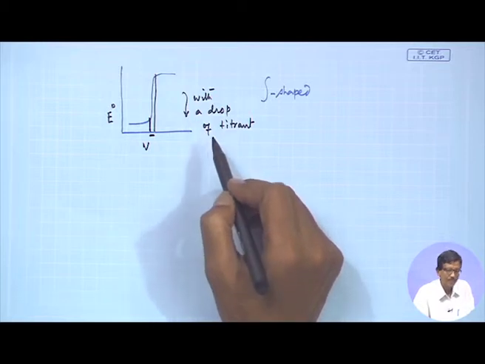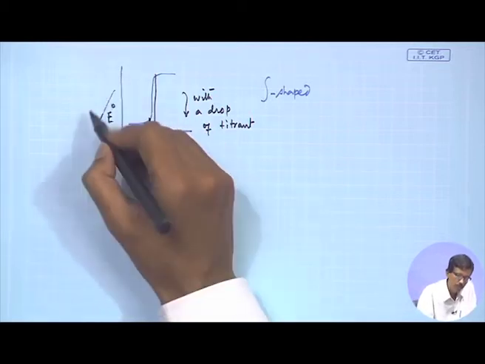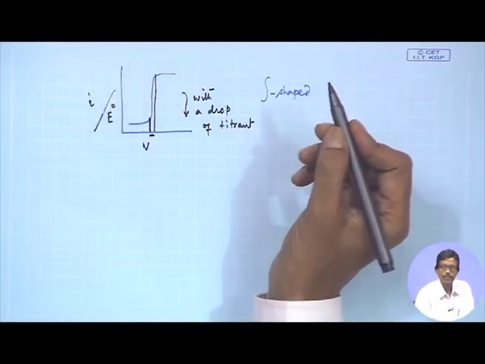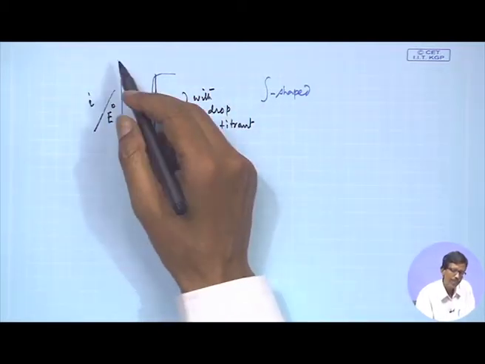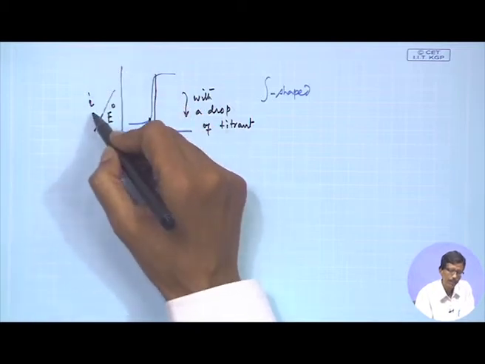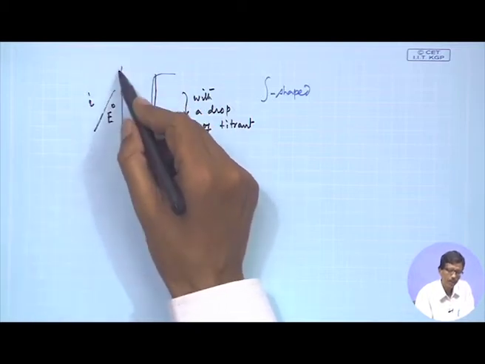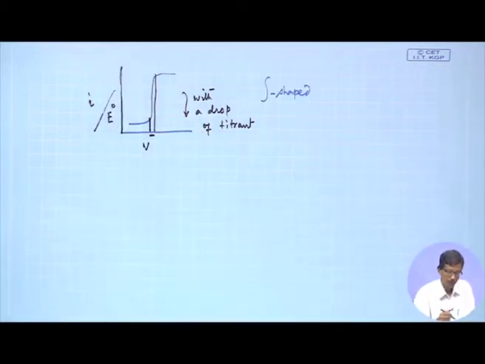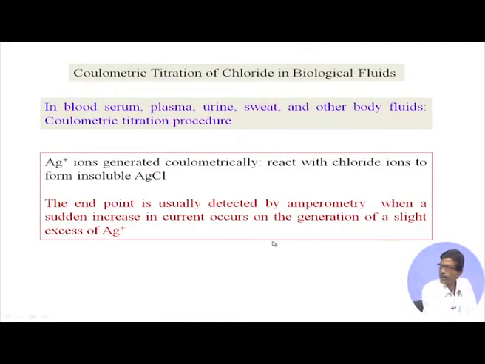Now we are talking in terms of a sudden increase in current I. It can be in any unit, milliampere, microampere or nanoampere, but we should be able to plot it. So, this plot will tell you that a sudden increase in current occurs on the generation of the corresponding species like your silver ion. That means, generation of a slight excess of silver ion will cause that particular current change, which will affect your corresponding potential as well as the current being traversed.